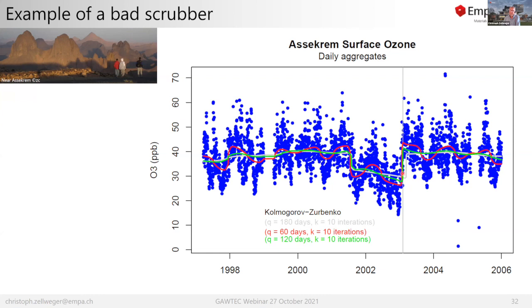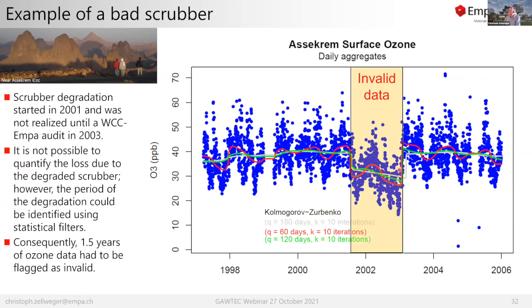for ozone analyzers. And in this case, for example, in Assekrem, we had to flag almost one and a half years of data as invalid, because it's also impossible to quantify the loss. You don't really know, was it 10%, 20%? That's really difficult. The same is true if you have a leak in a solenoid.